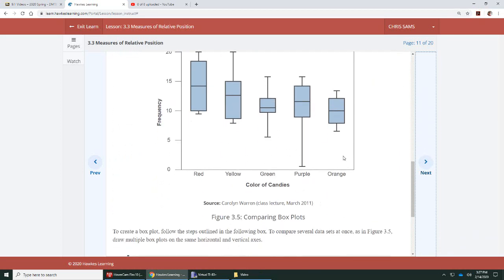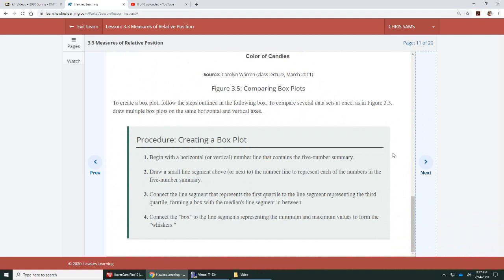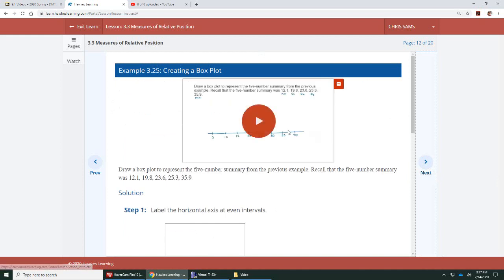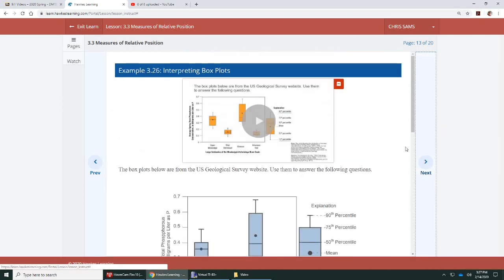So here are several box plots side by side. I'm also going to show you how to do a box plot in the calculator as well. So here's some directions for doing so, if you're drawing it out. Some more examples in HOG.